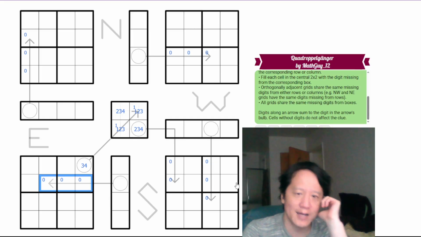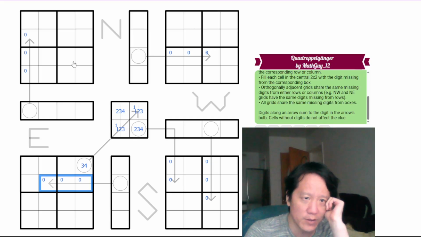So let's highlight where 0 cannot be in these rows and columns. 0 can't be here. 0 can't be here. 0 can't be here. 0 can't be one of those two. 0 cannot be here.